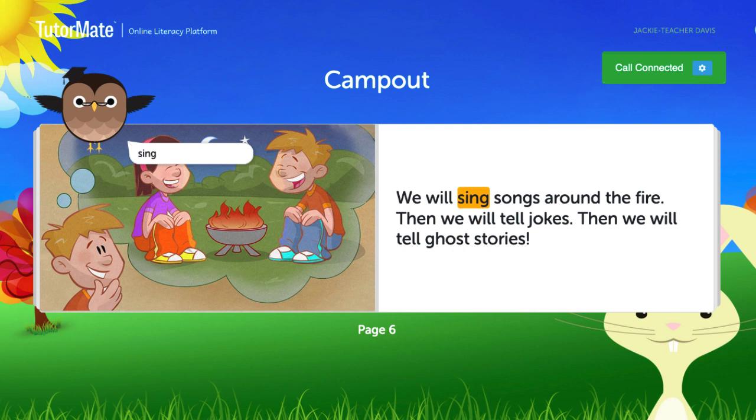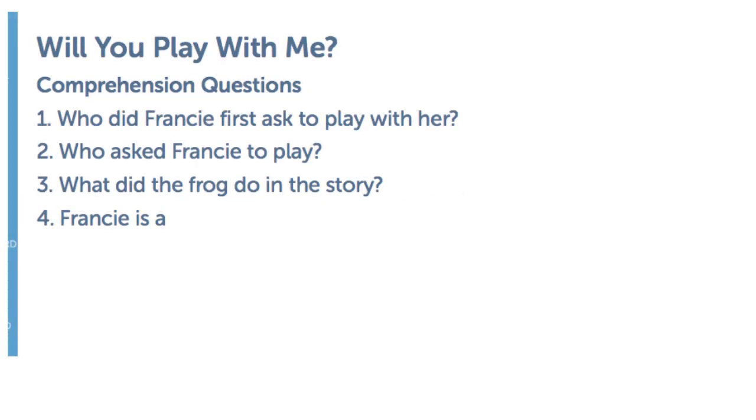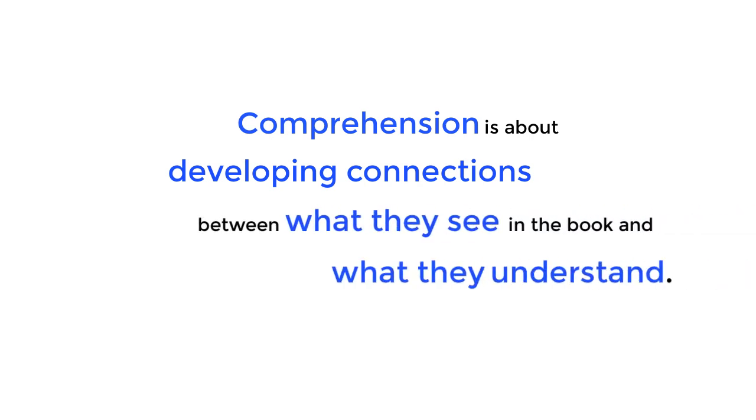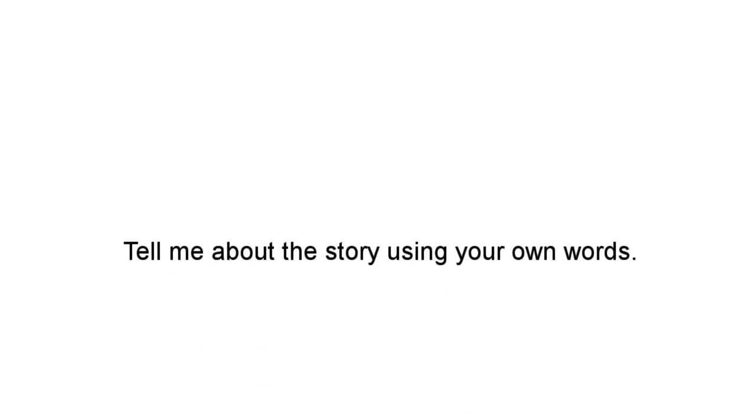Asking them what the owl is saying is a good way to check they can see the word you've sent. Asking questions about the story is a good way to see if your student is able to remember the key points of the story. But helping a child develop their comprehension skills is about much more than asking questions to test their memory. Comprehension is about developing connections between what they've seen in the book and the world they understand.